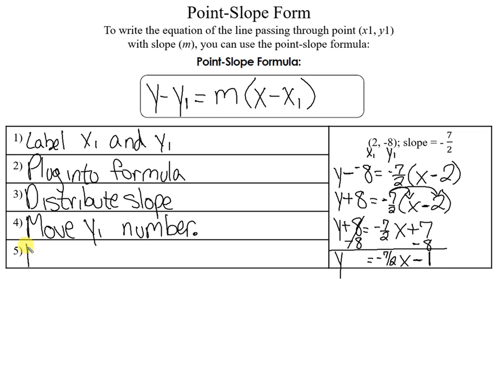And the last thing we're going to do is we're going to make sure our answer is in y equals mx plus b form. Now look at our answer, y equals our slope times x plus or minus our y-intercept. So we are good to go on that example.